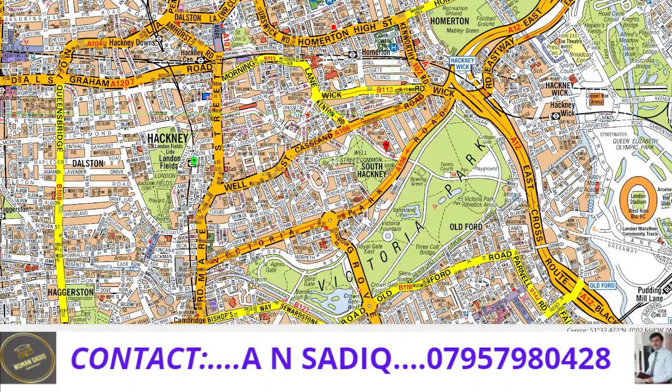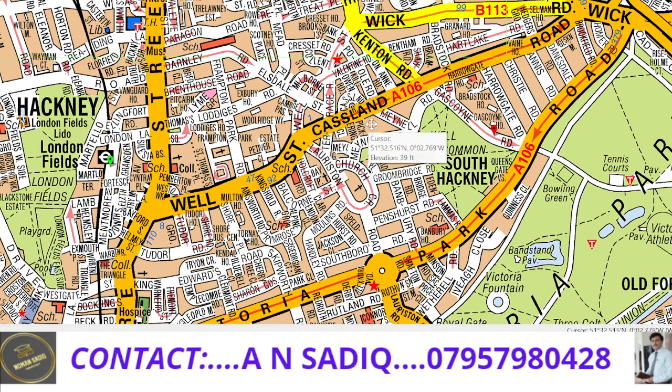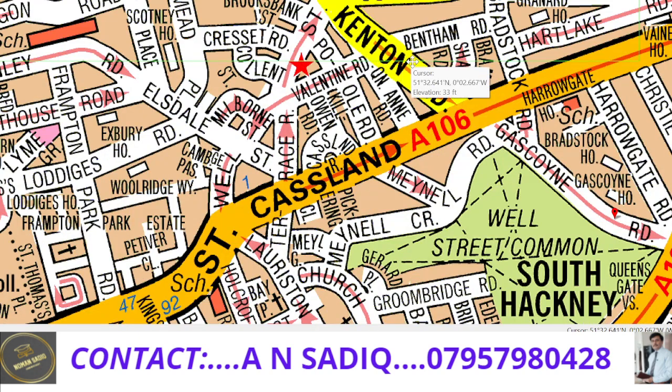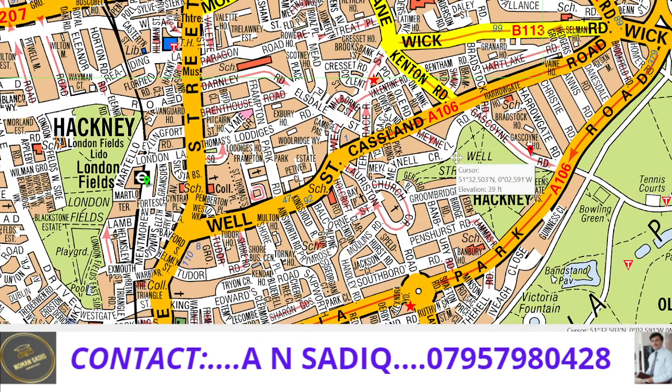Now I have already planned the route between the start and end marker, and I have avoided this Cassland Road because it is closed. I will not cross this road like this, and I will also not try to enter that road. Otherwise, I will get 0 marks.